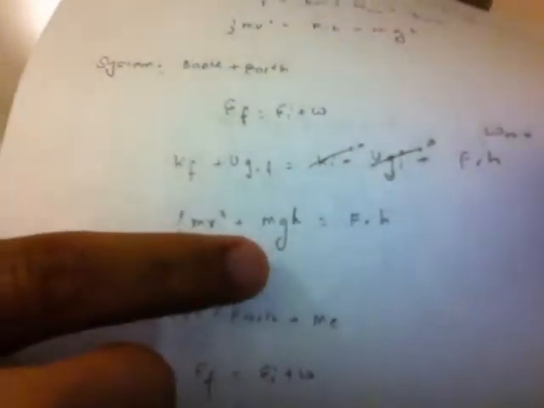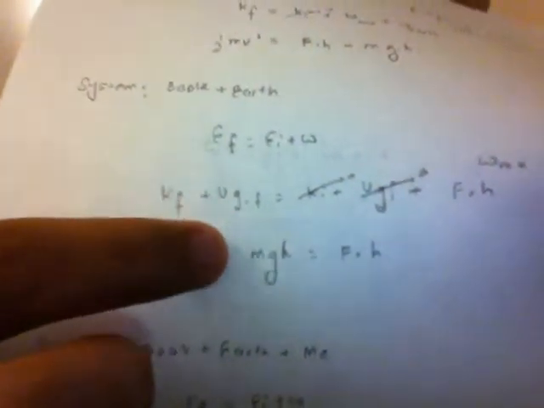Considering all those cases, what does our energy equation look like? This. Half m vf squared plus potential energy due to Earth, mgh, equals the work done by me, F dot h.